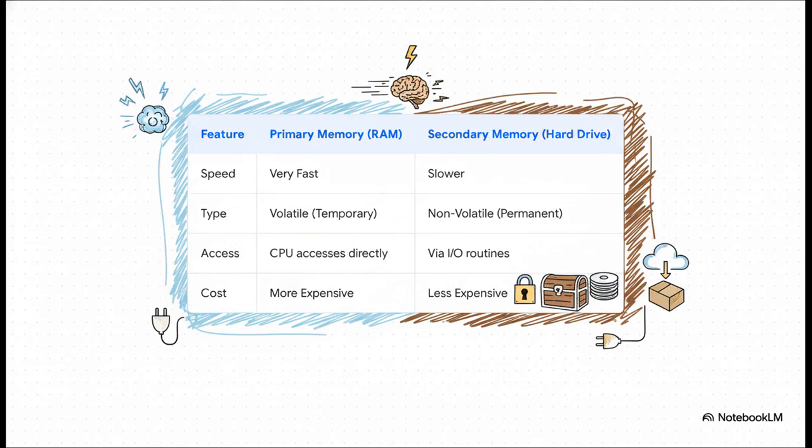That's why we need secondary memory, like your hard drive or SSD. This is your long-term memory. It's slower, sure, but it holds onto your files forever, even with no power.